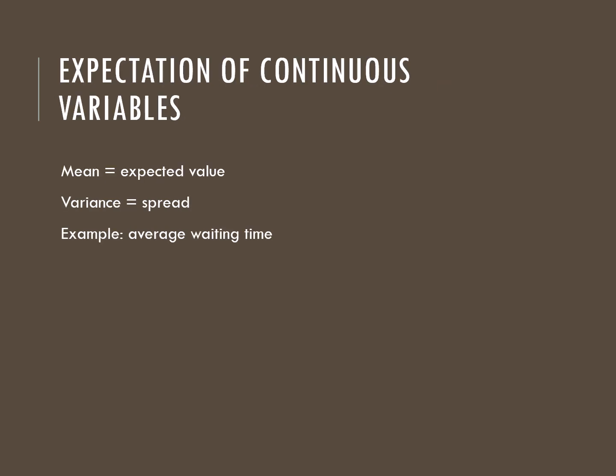Next slide, expectation of a continuous variable. The expected value of a continuous random variable is its mean. It shows the average outcome in the long run, not in the short term. Variance shows how much values differ from the mean. A small variance means values are closer to the mean. A large variance means they are more spread out. For example, the average waiting time in a bank is an expected value.